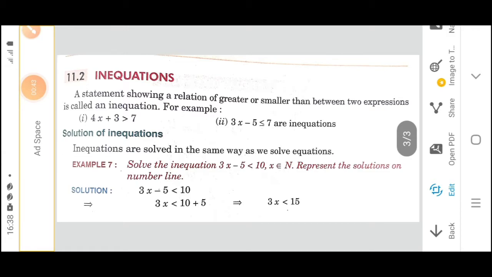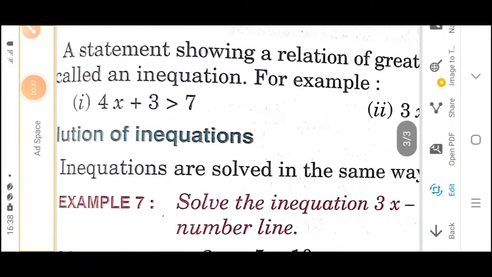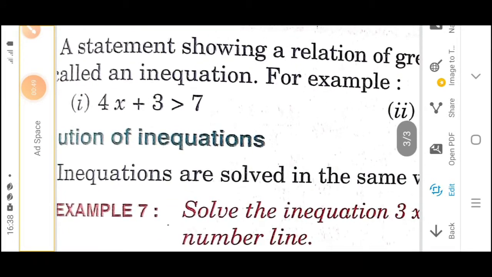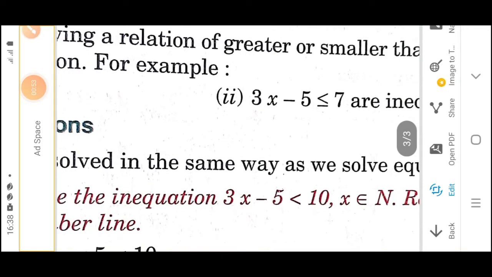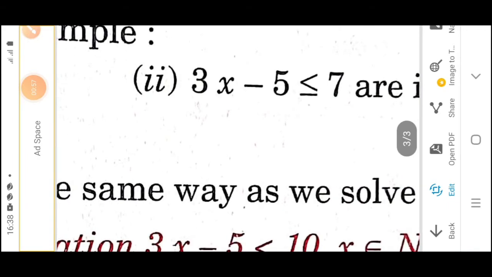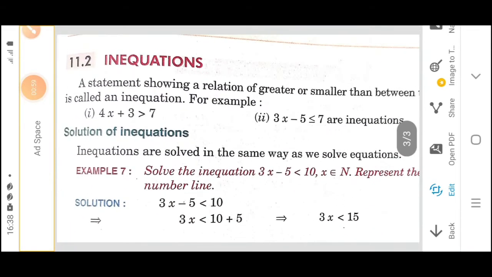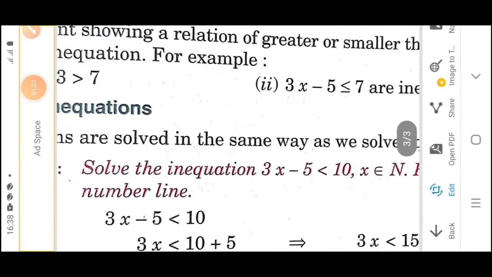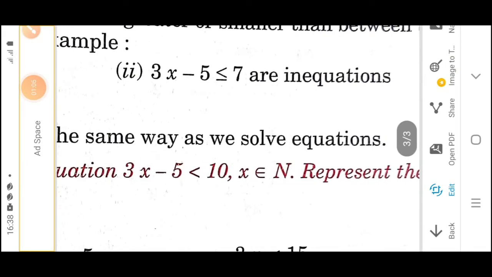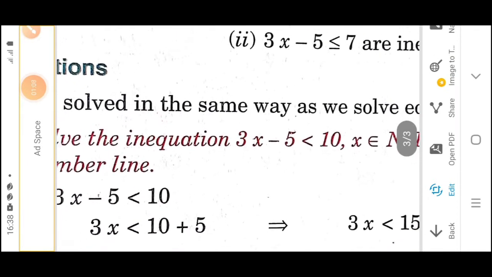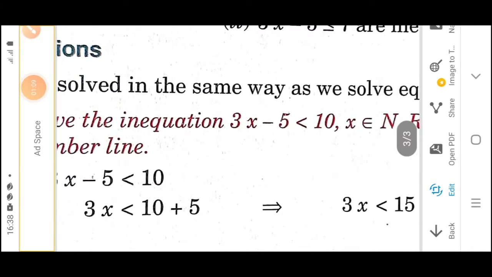For example, 4x plus 3 is greater than 7. Second example, 3x minus 5 is less than or equal to 7. Inequations are solved in the same way as we solved equations. Let's take one example here.